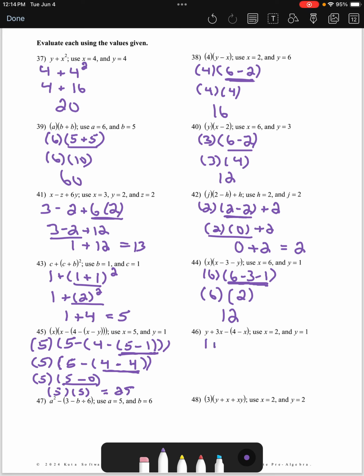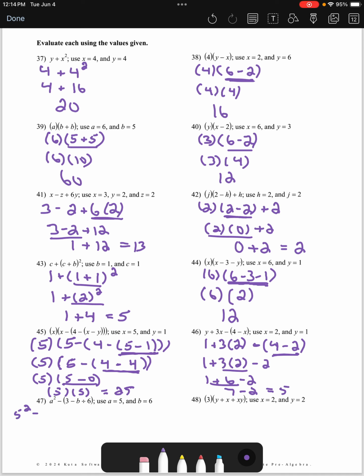On 46, let's see, y is going to be 1 plus 3 times 2. If you're not sure about why I'm saying times 2, take the video back to me working through number 41. Minus, we open parenthesis, 4 minus x, but x is now 2. Okay, here's subtraction inside of parentheses, so it's first. Then we have multiplication that has to be done. And now we can work this left to right. 1 plus 6 is 7, and 7 minus 2 is 5.